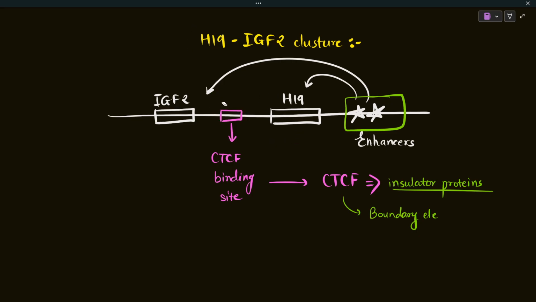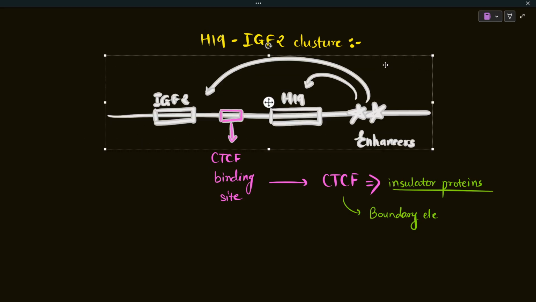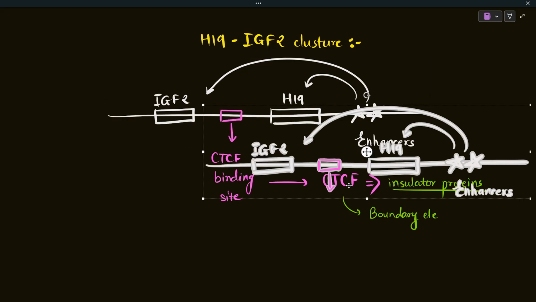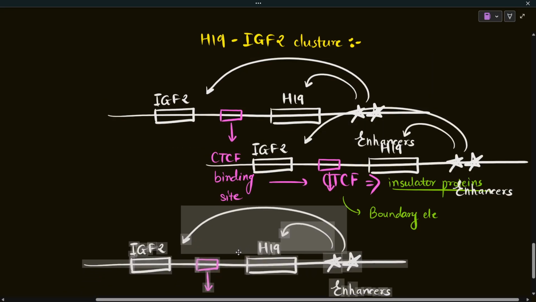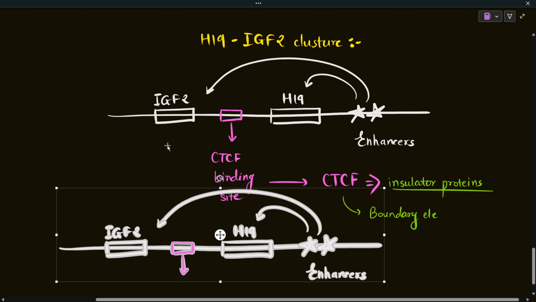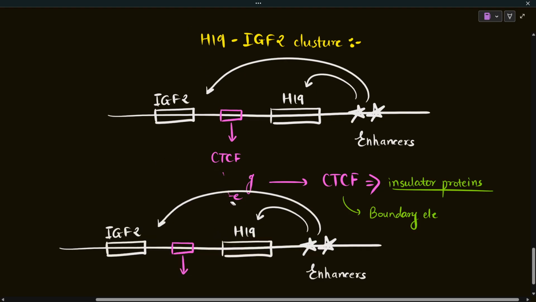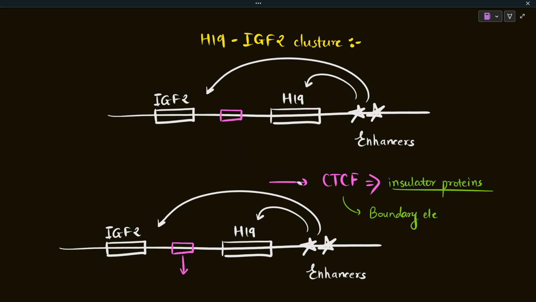This region is present as it is in both the maternal allele and the paternal allele. The pink one is the CTCF binding site.